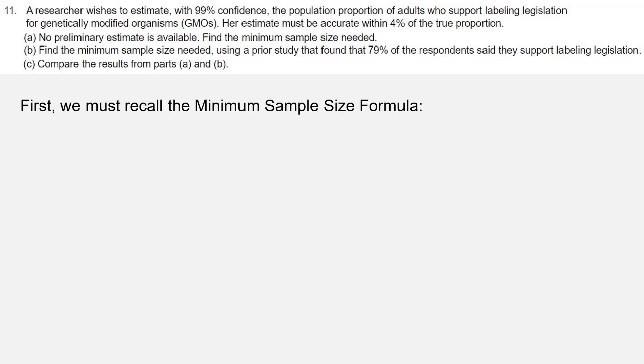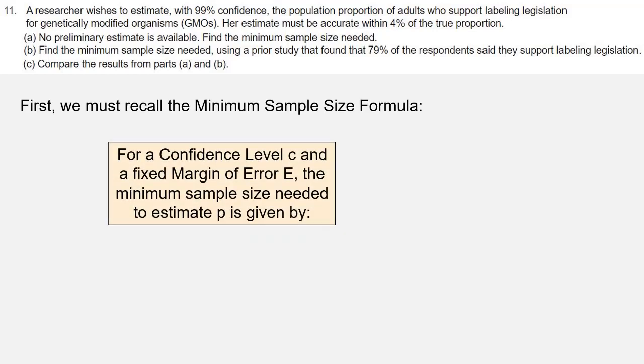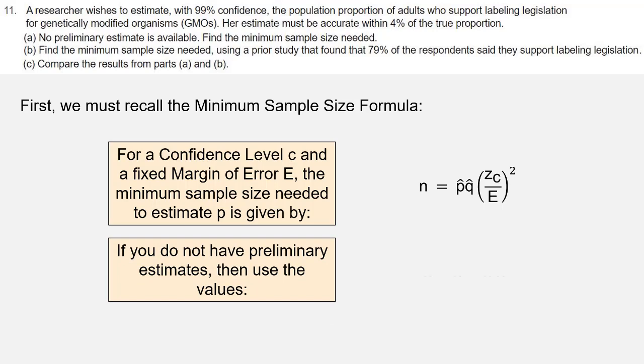So let's recall the values that we have. The minimum sample size formula: when you have a confidence level C and a fixed margin of error E, the minimum sample size formula is N equals P hat Q hat times ZC over E squared. And remember that if you don't have preliminary estimates available, you use the values P hat equals Q hat equals 0.5. So now we can look at part A.